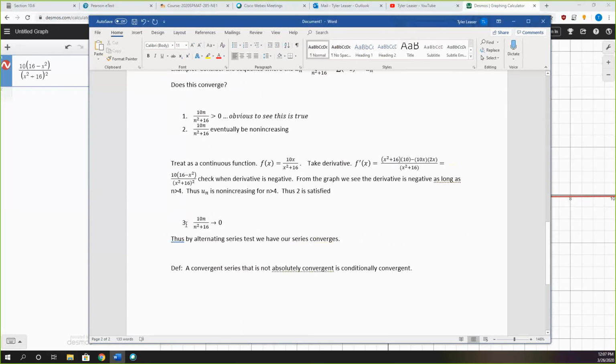The last part here, 3, remember, is that we have to make sure our u sub n's are going to 0. If I plug n to be infinity, the denominator will increase faster than the numerator, or you could do L'Hopital's rule. It's pretty easy to see that this does actually go to 0. All 3 of the conditions are satisfied. Thus, by the alternating series test, our series converges.